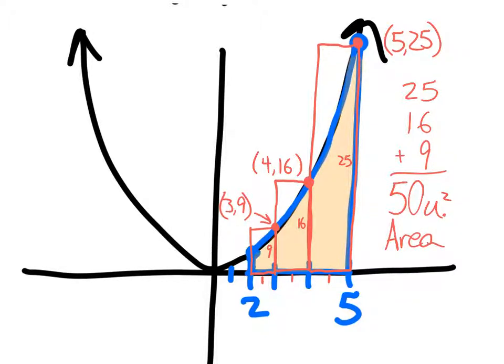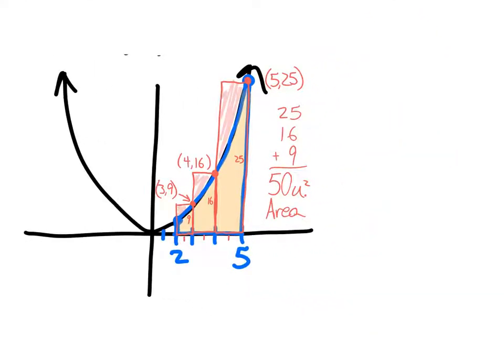Now question, is that an accurate estimate of the area? No. Why not? It's bigger than the actual, right? It's a curve. Because I'm including stuff here and here and here that I'm not supposed to, right? So this area is too big. Okay?